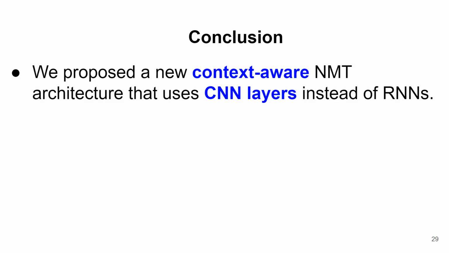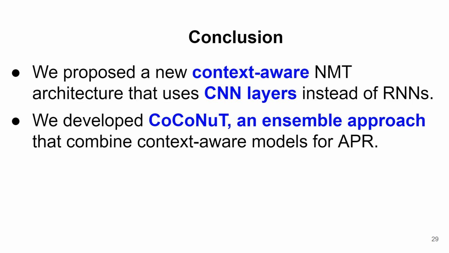So in conclusion, in this talk I presented CoCoNuT, a new automatic program repair technique that uses Ensemble to combine a new CNN context-aware neural machine translation architecture. CoCoNuT fixes 509 bugs in 4 different programming languages, including 309 that have not been fixed before.